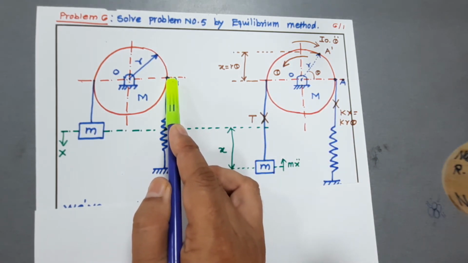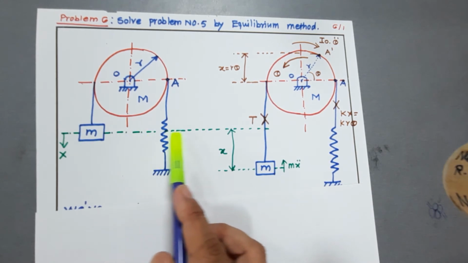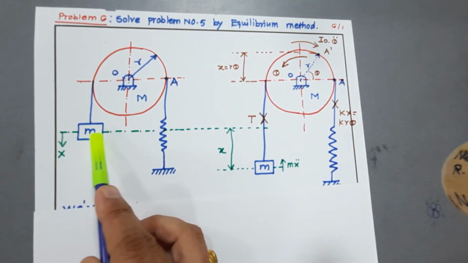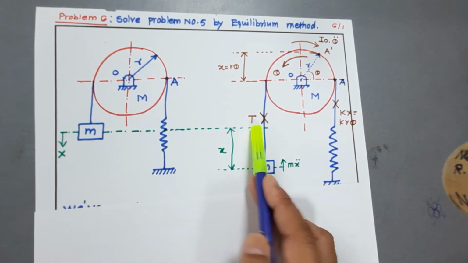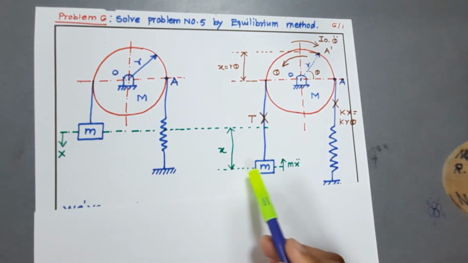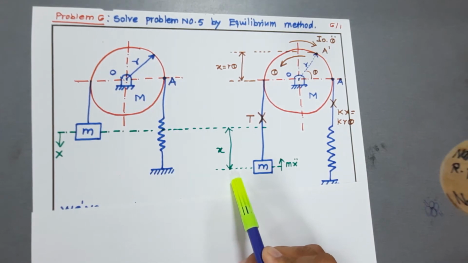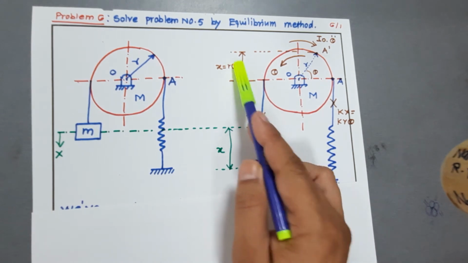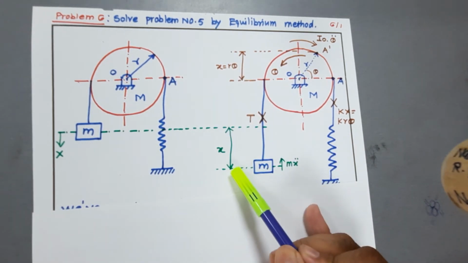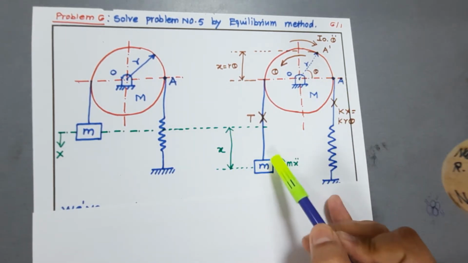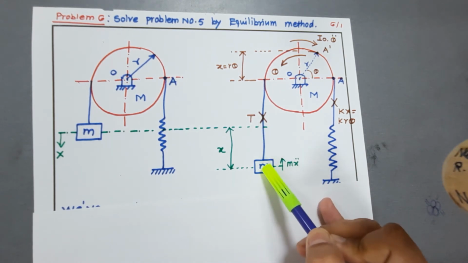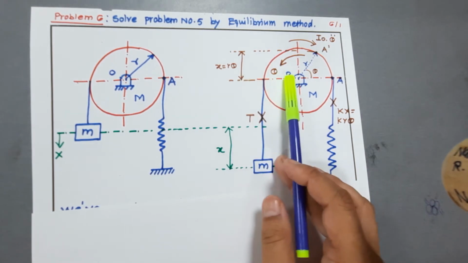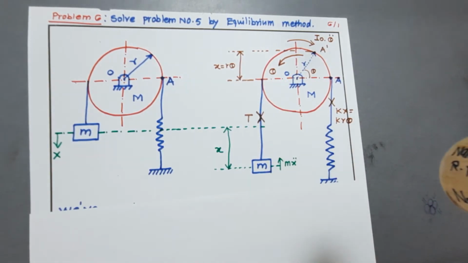A is the initial position on the pulley, while m is the initial position of the mass, as shown here. When the mass is displaced in the downward direction by an amount of x, the pulley also displaces, and the displacement of the pulley is x equal to r theta. The displacement of the mass m is x, while the displacement of the pulley is given by x is equal to r theta. So this is the explanation of the diagram.